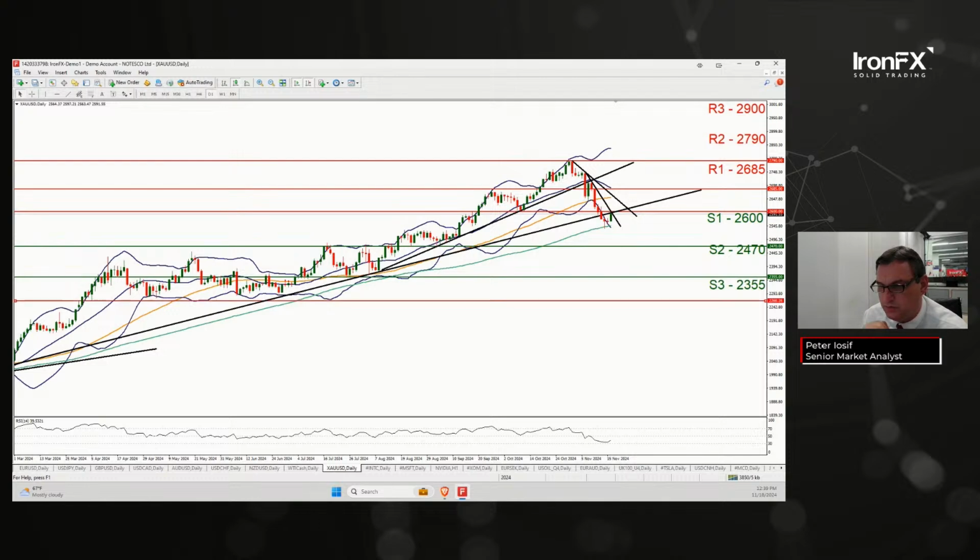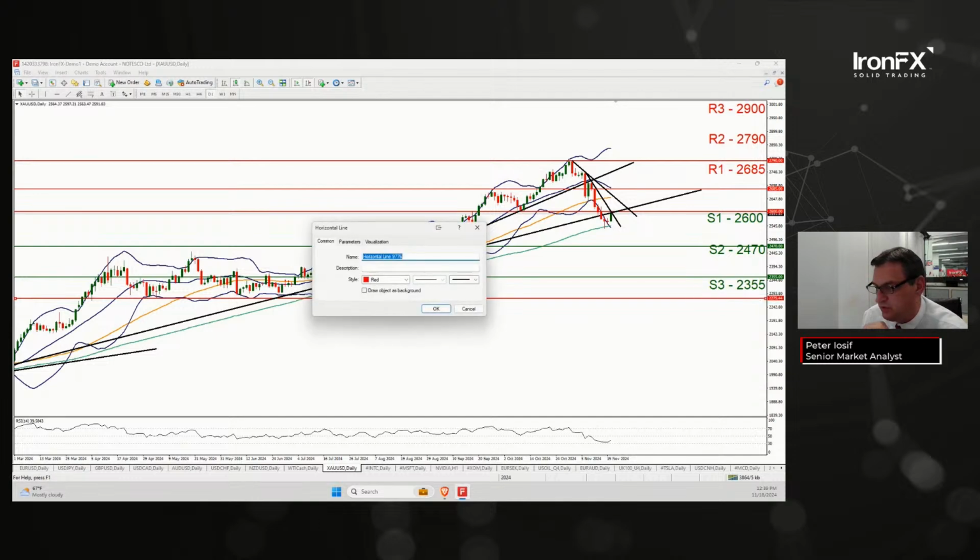Let's find a new ultimate support line. I'm placing it here where we had the lower movement, and that's at 2,275. It's pretty narrow, I know it. And symmetry is not one of my main concerns right now.